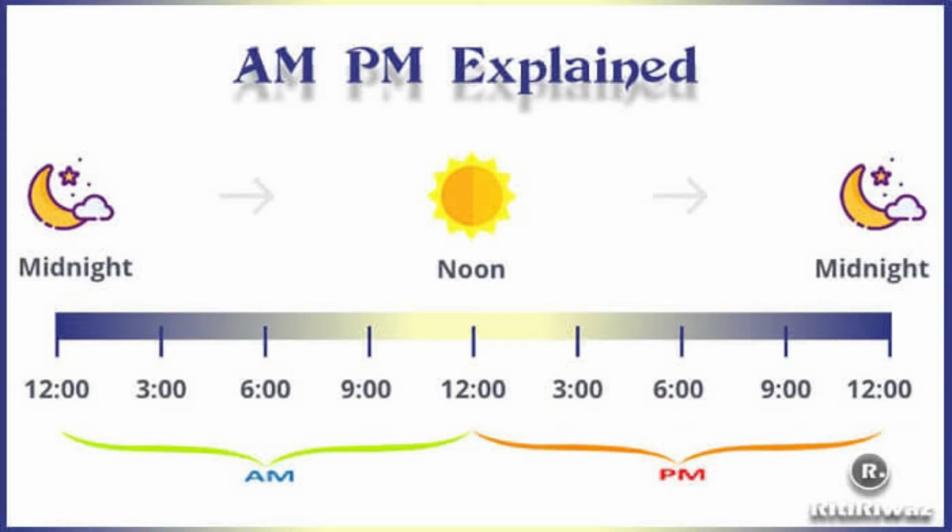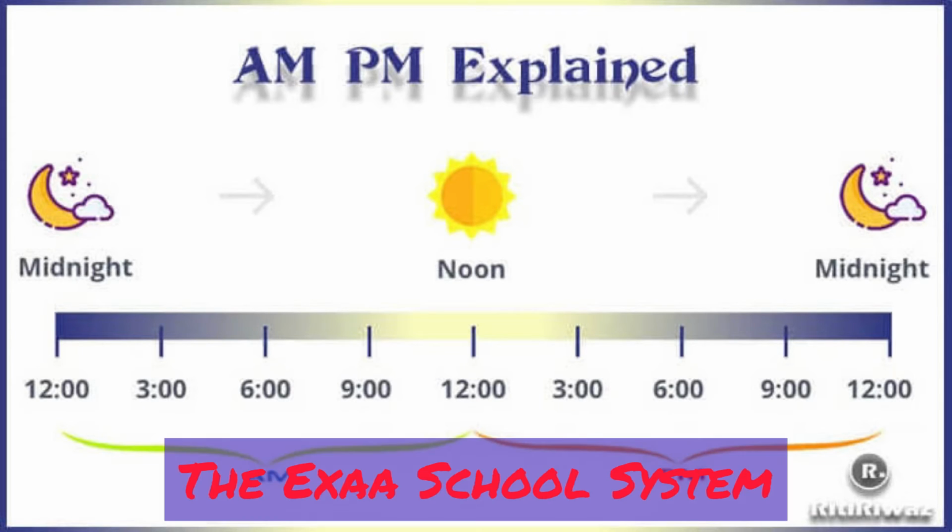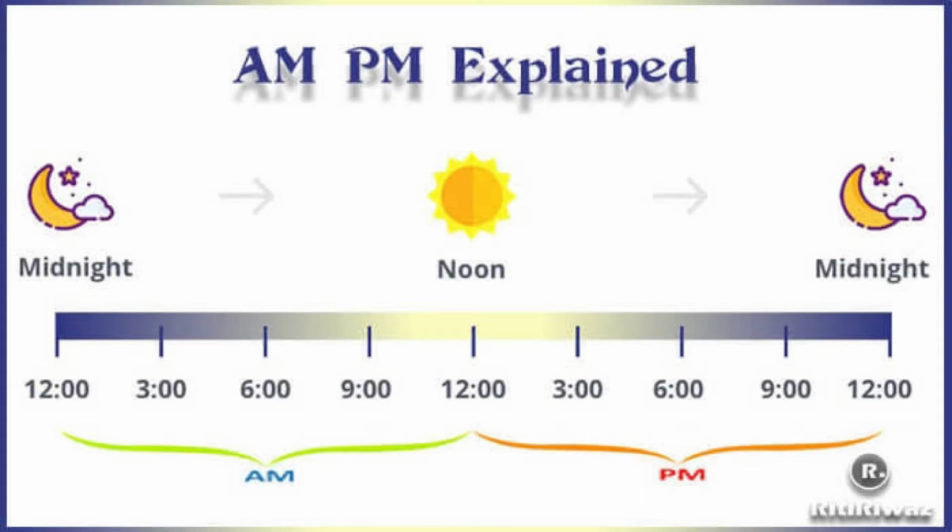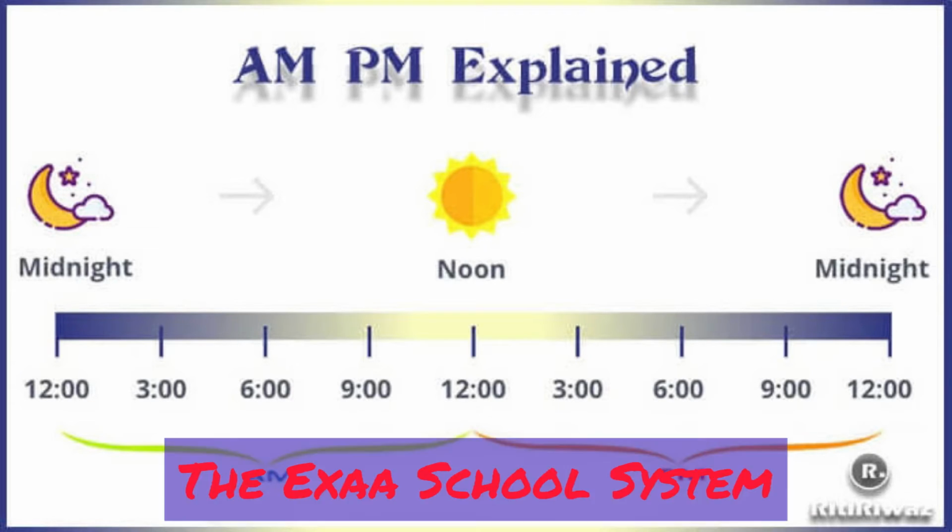For example, if we have to tell about 1 o'clock of night time, we will say it's 1 a.m. After 12 o'clock of daytime, that zone will be PM, means post meridiem.